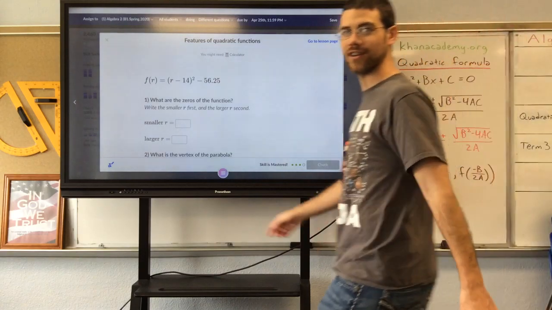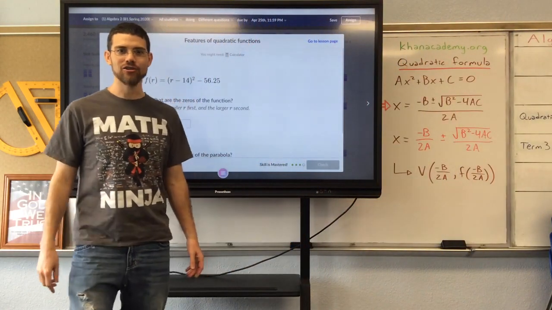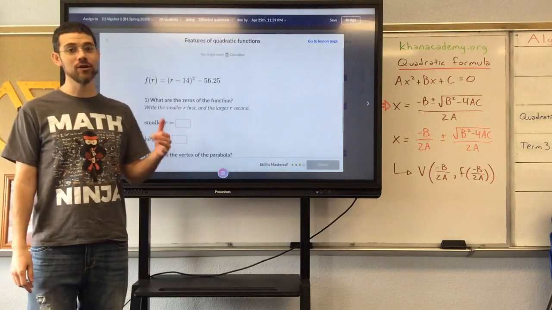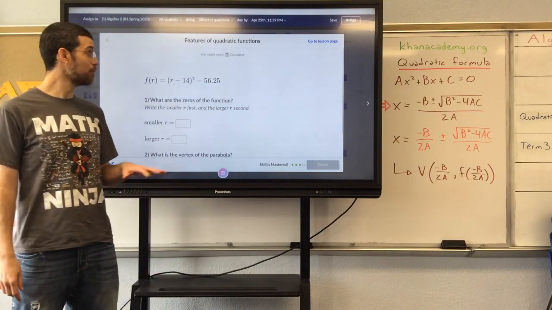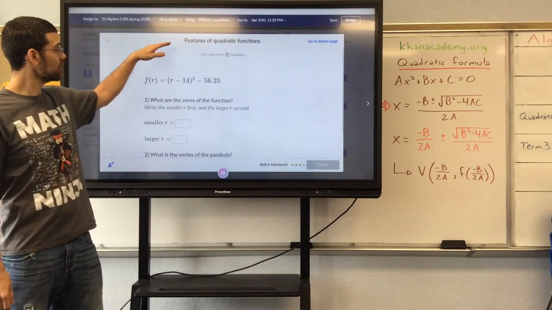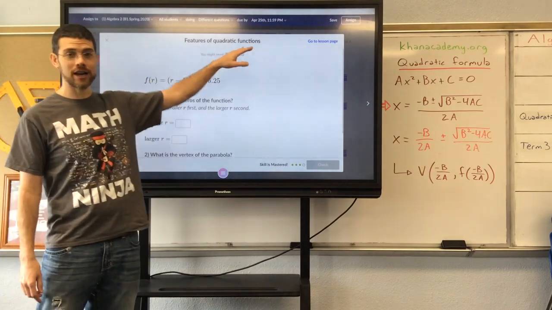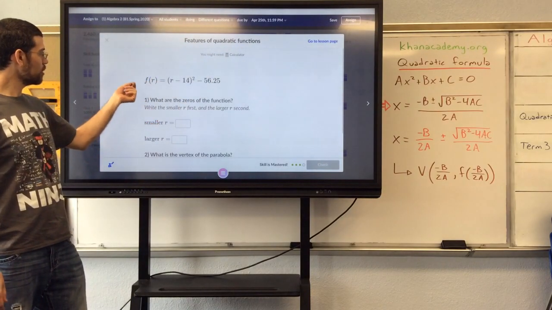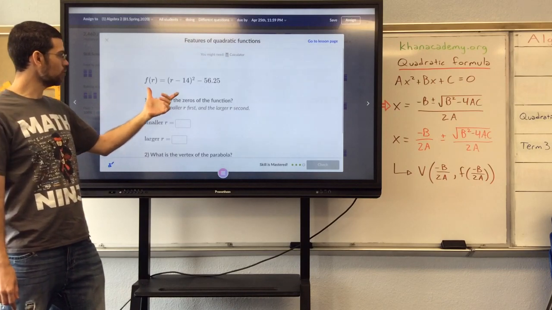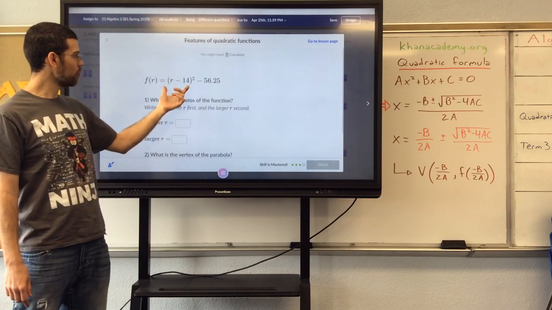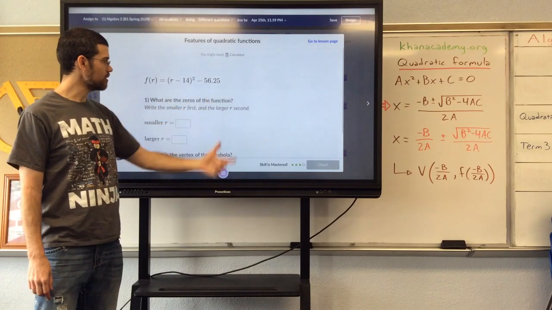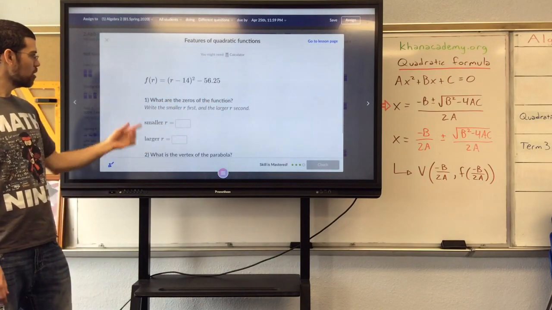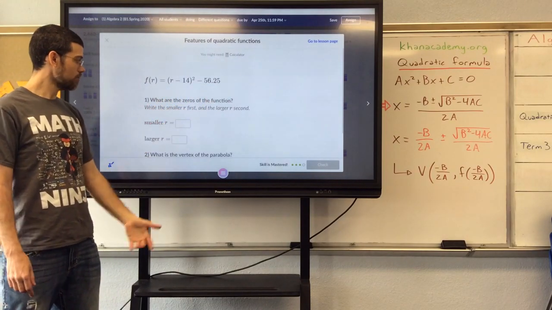Welcome back. We're in Khan Academy on Algebra 1, and the unit is quadratic functions and equations. This skill set is called features of quadratic functions. Here is our first question. Function f of r equals the quantity r minus 14 squared, minus 56.25. What are the zeros of the function?